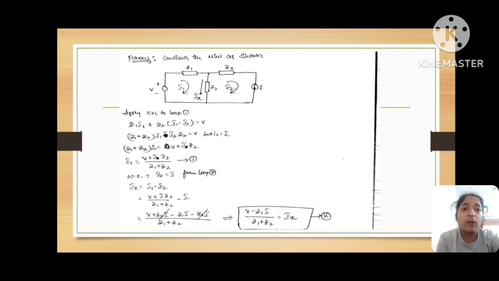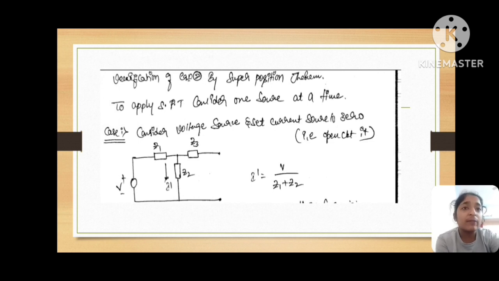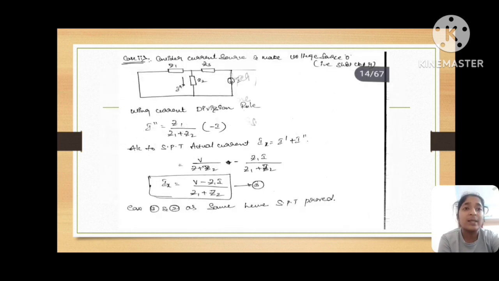We have found the I1 and Ix values from equation 2. After that, we verify equation 2 using the superposition theorem. To apply the superposition theorem, consider one source at a time. The first case: consider the voltage source and set the current source to 0, that is, open circuit it. Then I1 is equal to V by (Z1 plus Z2).